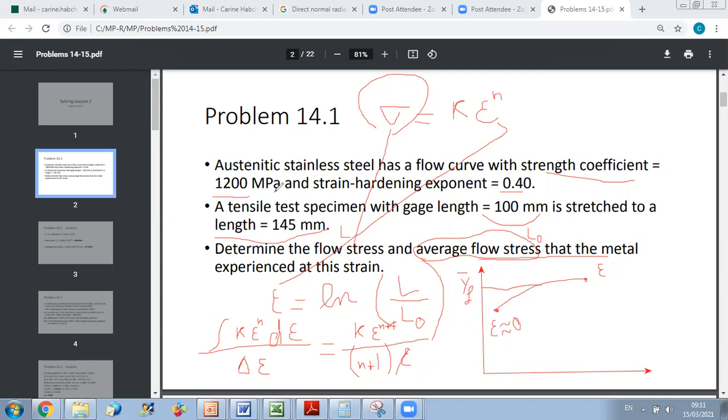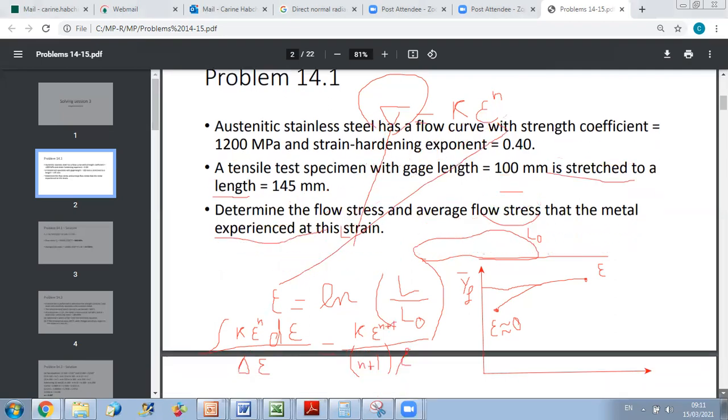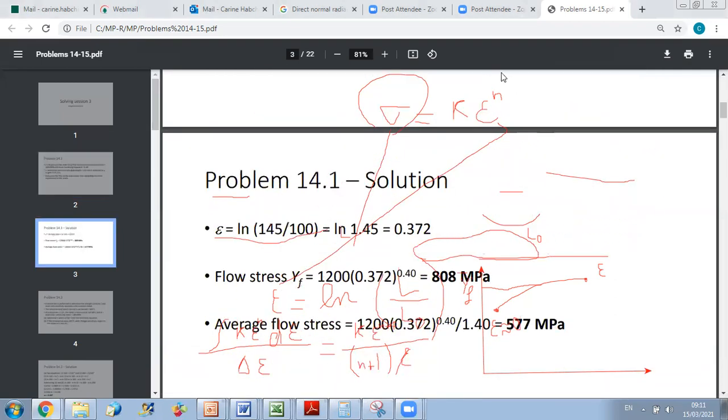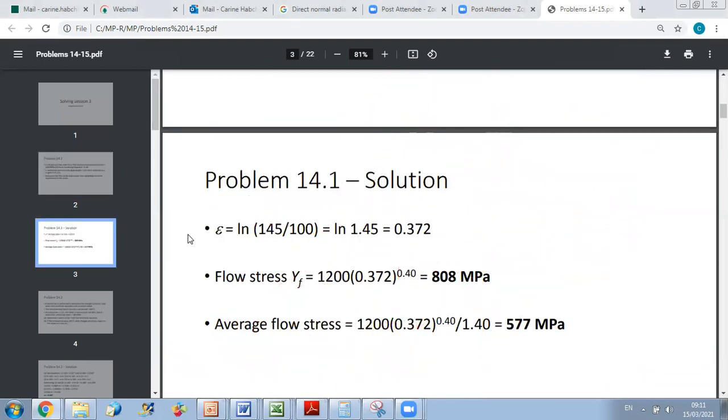Okay, so here all we have to do is a numerical application of this. First I get the value of epsilon, which is ln L over L0. The value of flow stress will be K epsilon to the power n at this point, and the average flow stress is K epsilon to the power n over n plus 1.